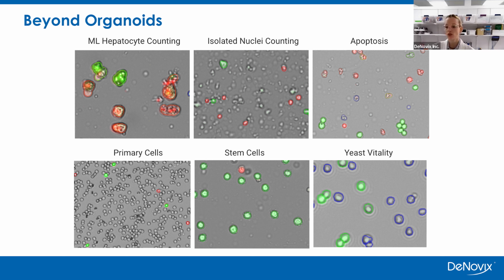2 to 20 micron range, such as stem cells, so we can measure their viability. And then also we can work with yeast cells, so we can measure yeast vitality, which is not the same as yeast viability.